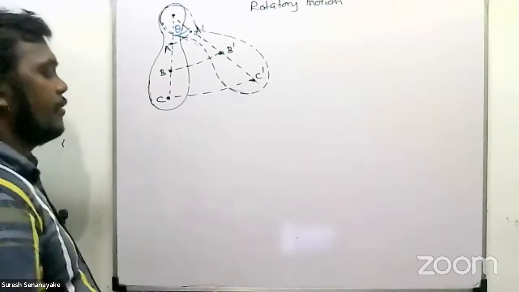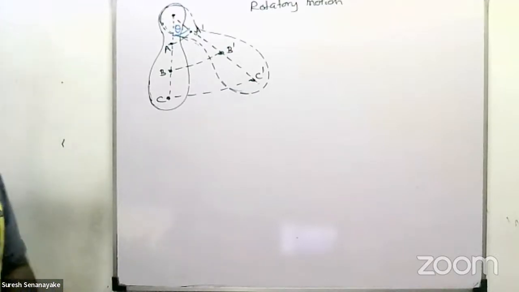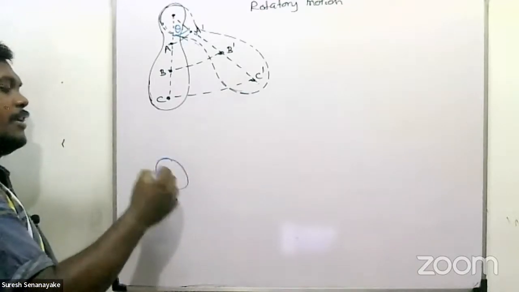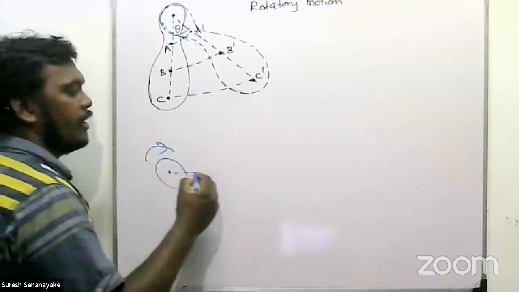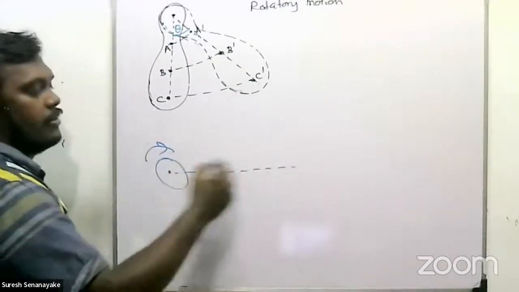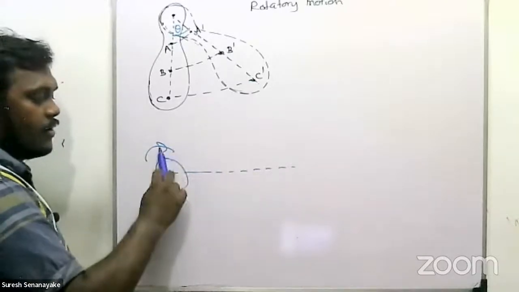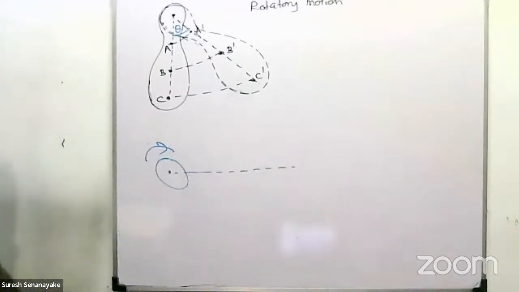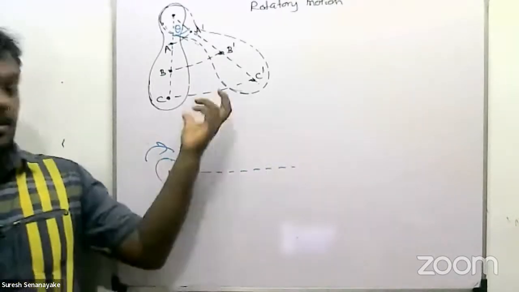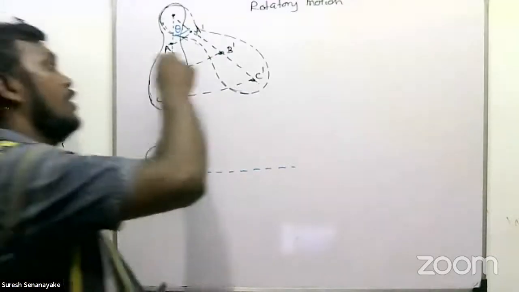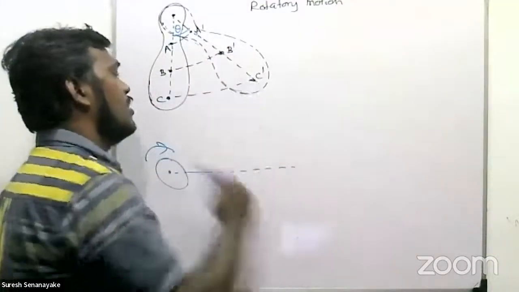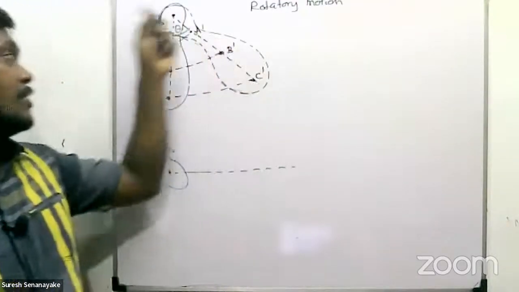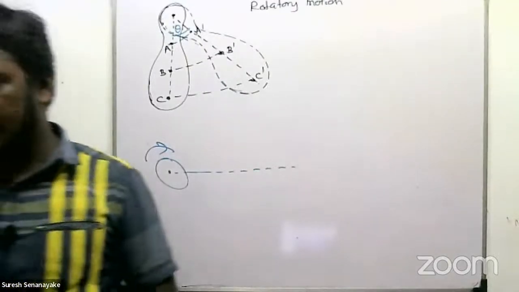Both can also happen together, like combined translatory and rotatory motion. That's called a rolling body. This body is rolling, moving along this line, and also rotating as it moves. So this is rotation and translation both. Here A dash is not equal to B dash, not equal to C dash, but A, B, C all make the same angle about this fixed axis. That's called the axis of rotation.